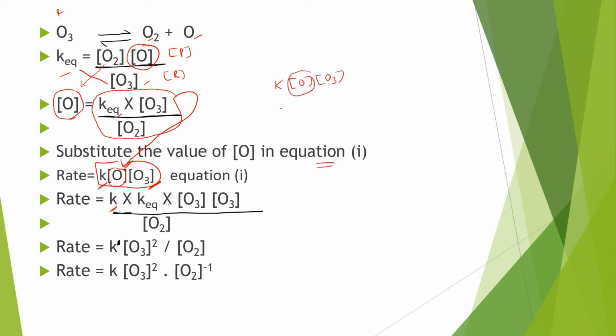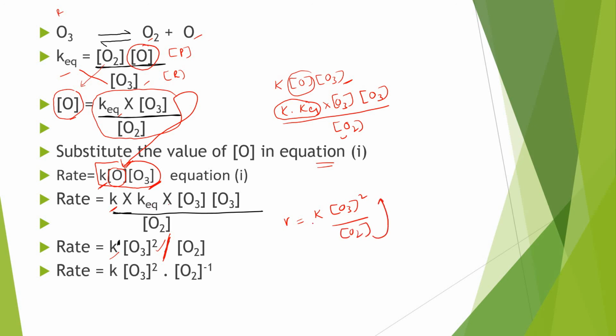Now this value, how much am I putting here? K into K equilibrium into O3. Already one O3 is there here, divided by the concentration of oxygen. Now O3 into O3, you get O3 whole square. Both constants multiply with constant, you get another constant K prime here. Now divided by the concentration of oxygen here. Take this as K. So you are going to get rate equal to K into the concentration of O3 whole square divided by the concentration of oxygen.